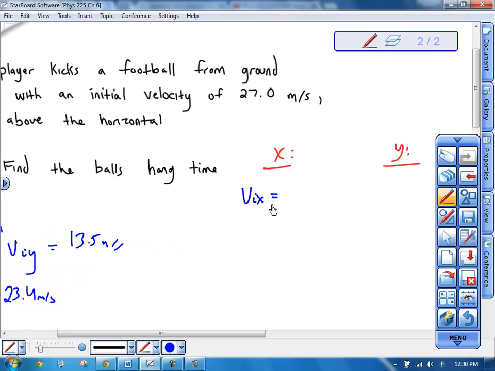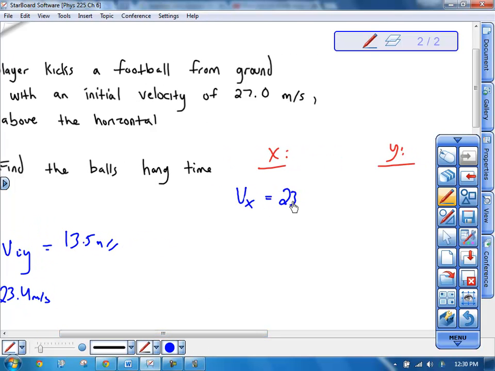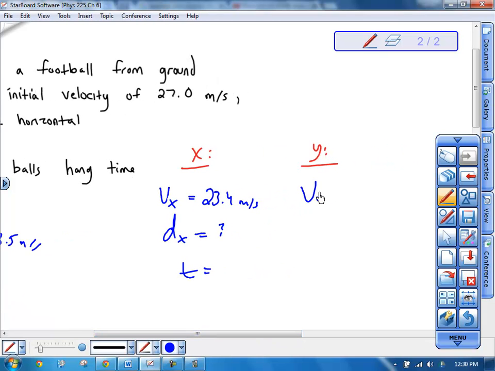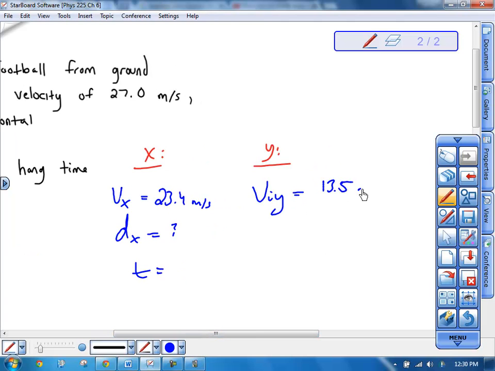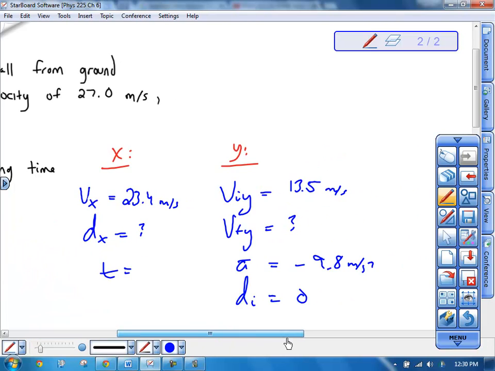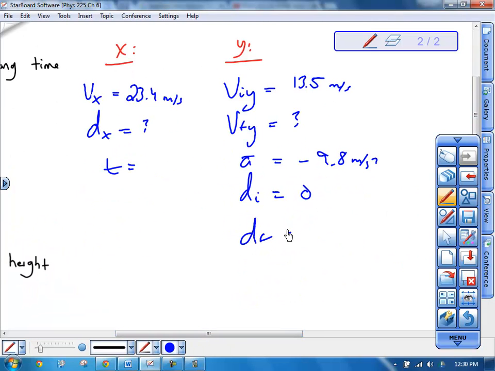Initial velocity in the x, which we can just call velocity in the x, because it's going to stay the same, is 23.4 meters per second. The distance in the x, I don't know. It's one of the problems I'm going to solve later. Time, I don't know. Initial velocity in the y is 13.5 meters per second. Final velocity in the y, I don't know. Acceleration, negative 9.8 meters per second squared. Initial height starts off from 0, from the ground, and reaches some maximum height, which I'm going to find hopefully here. And the time, I don't know.